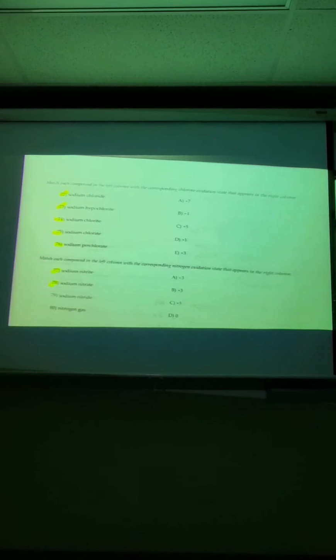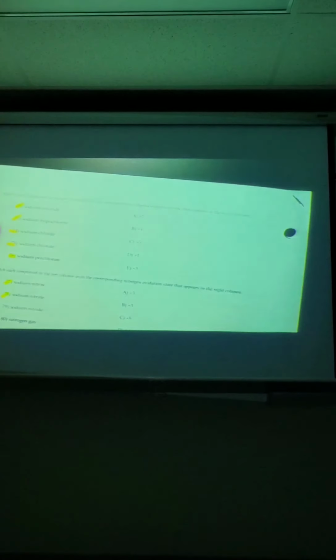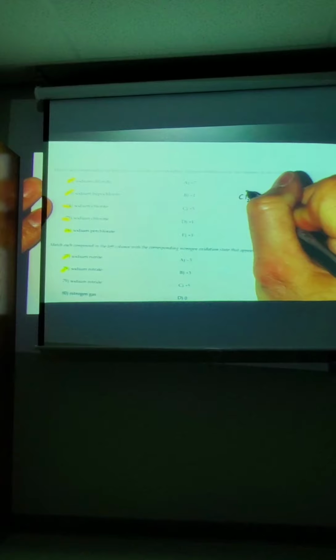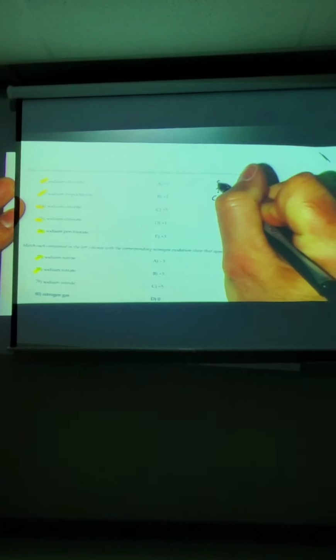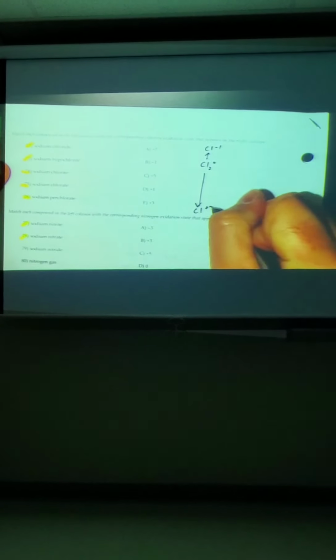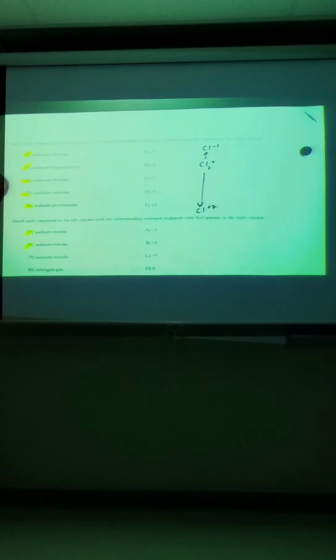So the life of a chlorine atom can be from a +7 to a -1, just like the choices. So chlorine as an element can be a 0, but it could be chloride. And then it can go all the way down to chlorine +7. That's the life of a chlorine atom.